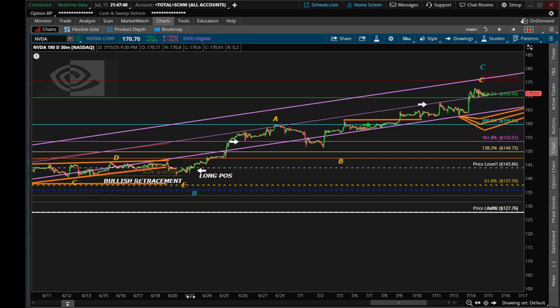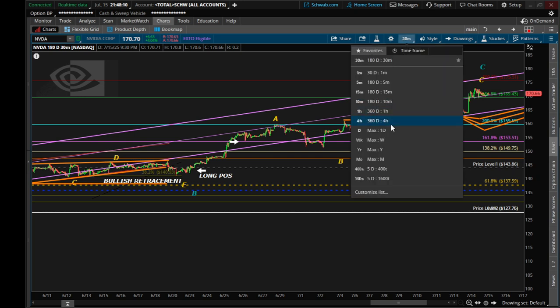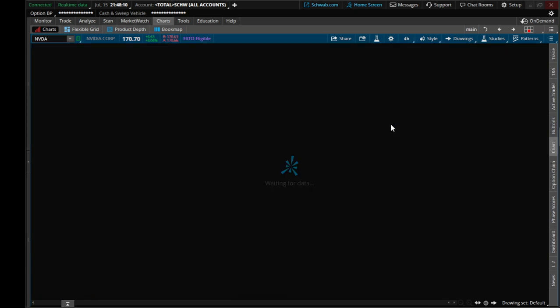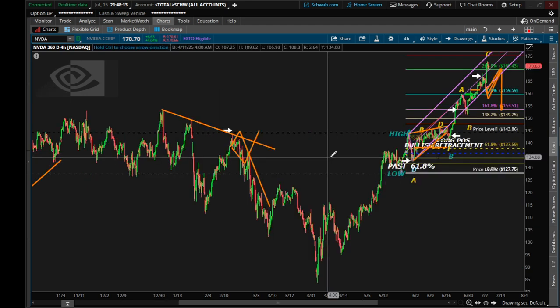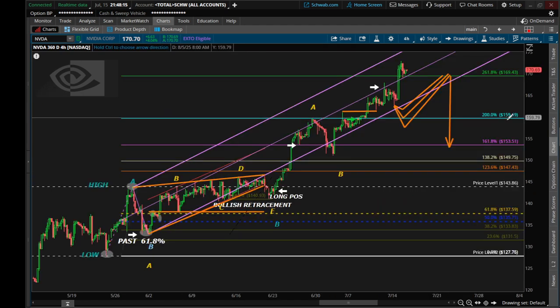But I've always said that whenever you count waves, if you have found 2 or 3 waves in the same direction, you're probably coming to an end and needing a correction. Now the chart has run out of room here, so I'm going to switch it to the 4-hour time frame real quick. But let's just zoom in to what we've been working on.